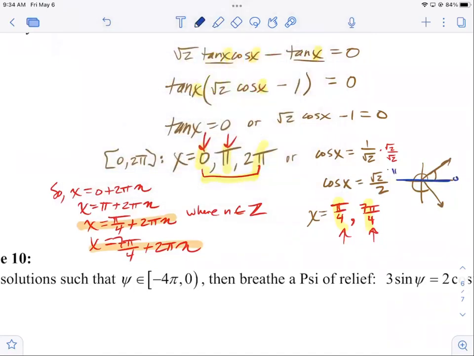0 is here and pi is there. So it's okay to say 0 plus multiples of 2 pi, that get us back over here. And it's okay to say then also pi plus multiples of 2 pi. But aren't 0 and pi evenly spaced from each other? They're exactly pi units apart, right?